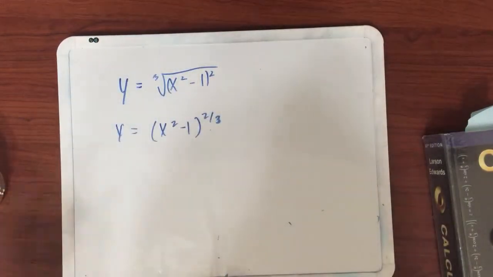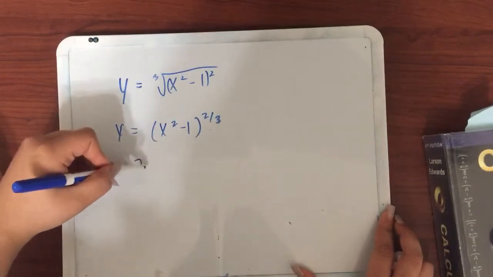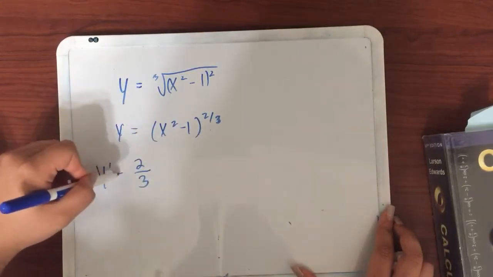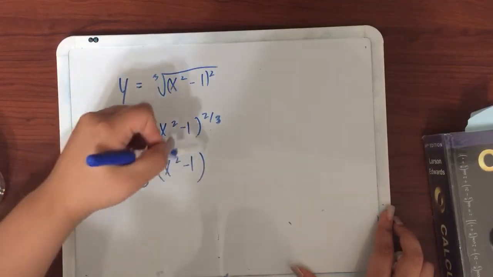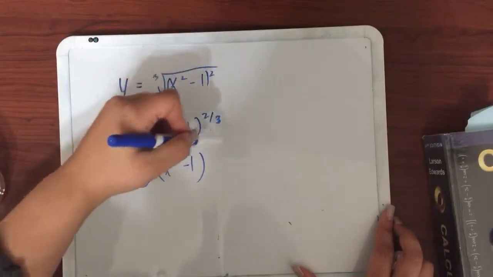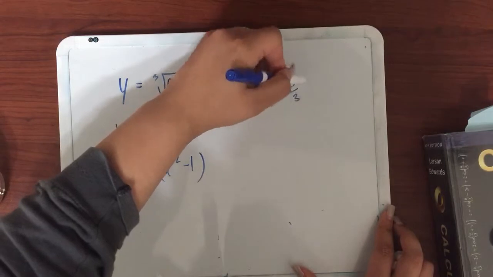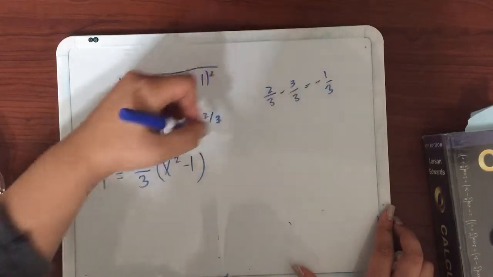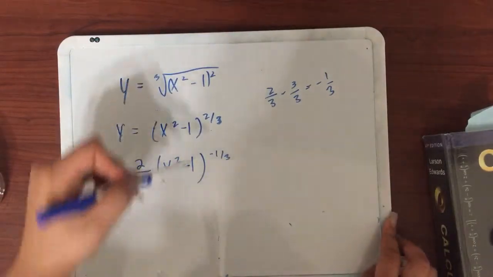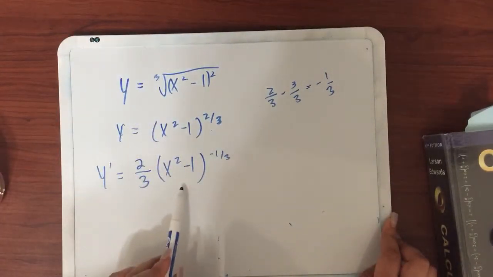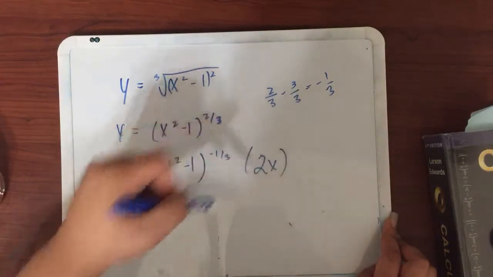Now it's going to be a lot easier to use the chain rule on this. So we're going to take the outside function, which is 2/3. Oops, don't forget your y prime. y prime equals 2/3 times x squared minus 1 to the 2/3 minus 1, which is 2/3 minus 3/3, because that's 1, equal to negative 1/3. Then you're going to have negative 1/3 times the inside times the derivative of the inside function, which is 2x. That's what you're left with.